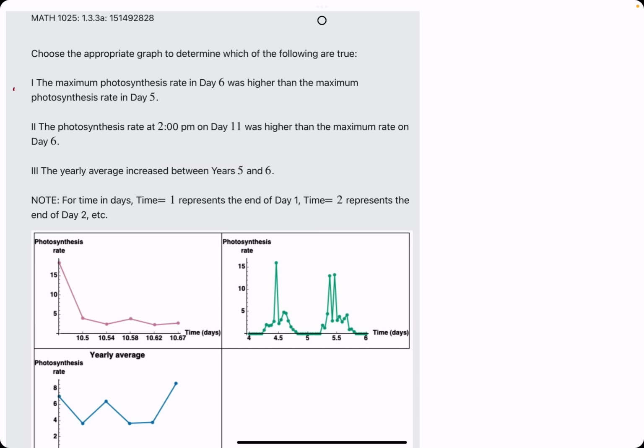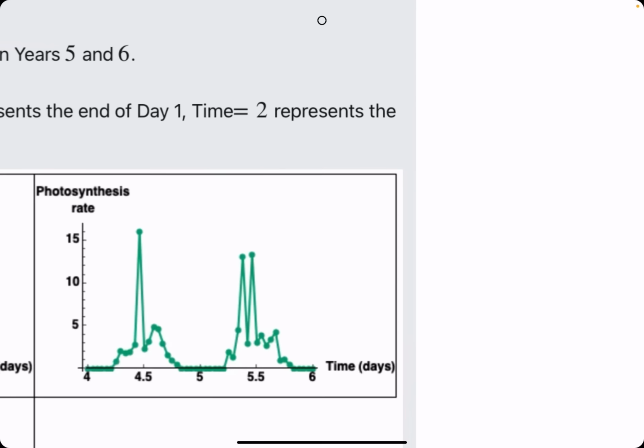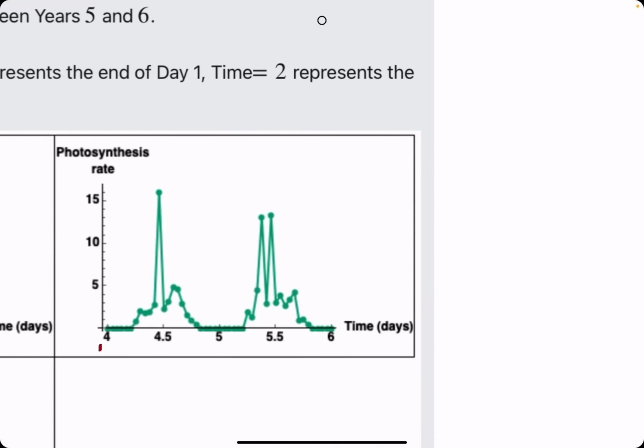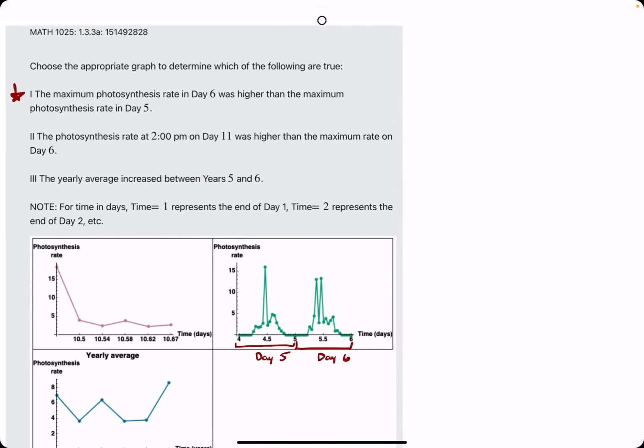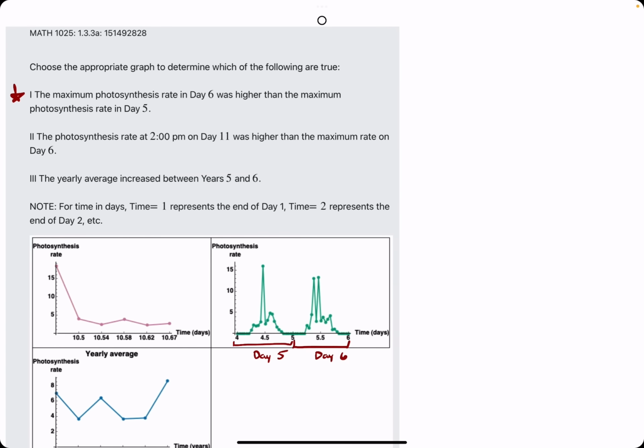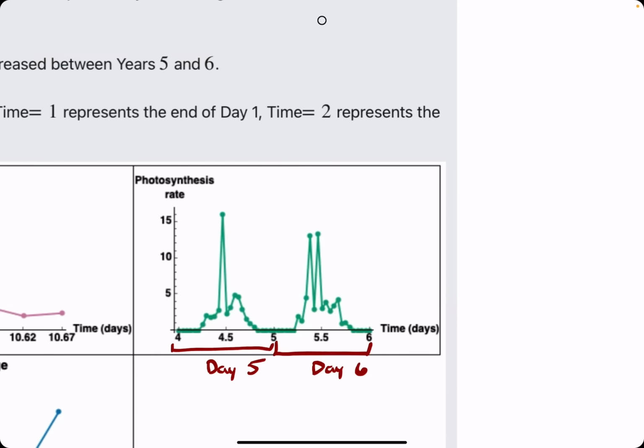All right. Jumping into number 1, they say the max rate in day 6 was higher than the max rate in day 5. All right, so this will solely come from this graph here because the interval from 4 to 5 represents day 5. The interval from 5 to 6 represents the entire duration of day 6. And so they say the max rate in day 6. So day 6, the max rate is somewhere around here. So probably this dot here specifically.